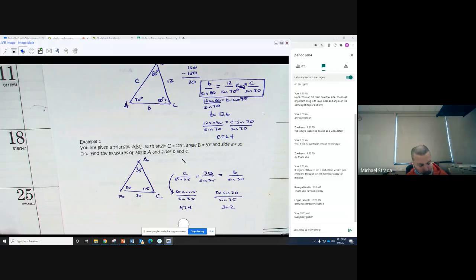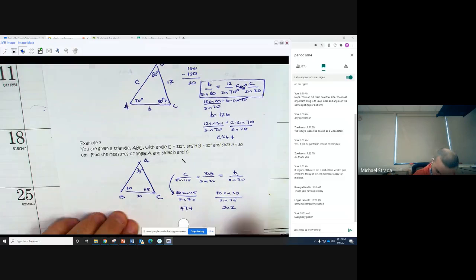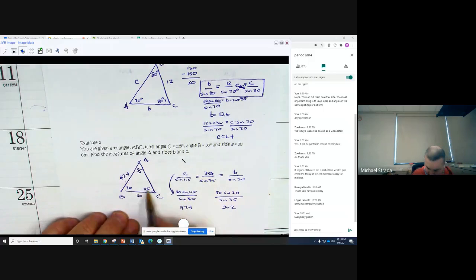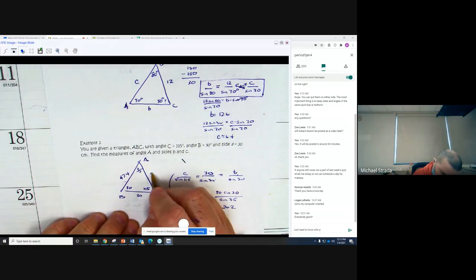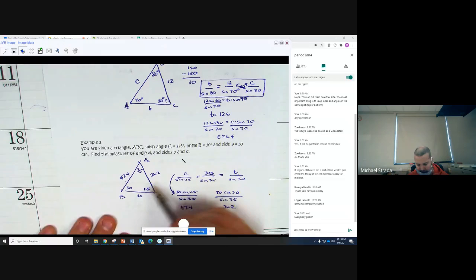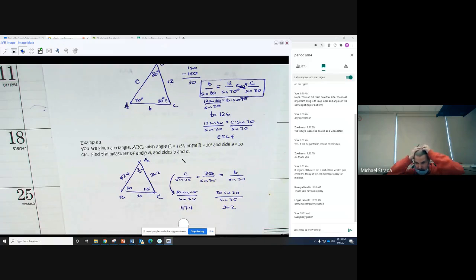You may want to check your work. Remember, from geometry, the longest side should be opposite the biggest angle. So the C was the 47.4, which makes sense because that's opposite the 115. And then the 26.2 is opposite the 30. And they're going to be close together because their angle measures are much closer.